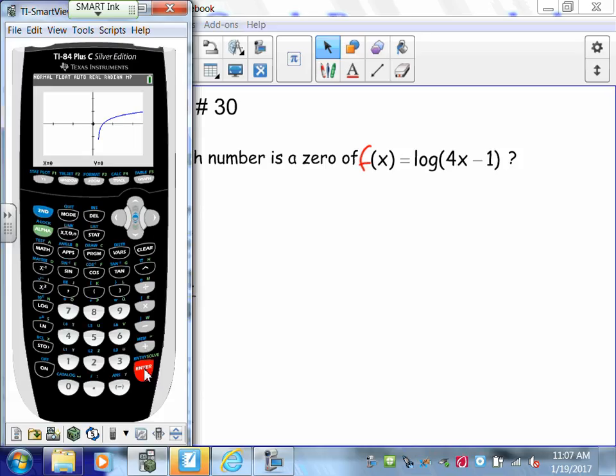Zoom in if you haven't yet. Zoom in, zoom in, zoom in. Trust me, because it's too hard to see. The pixels will not be friendly to you. Zoom out if you're too far out.